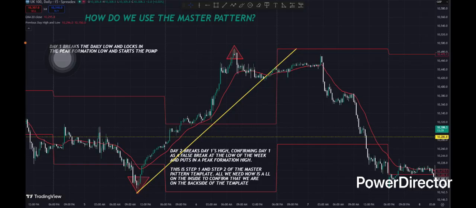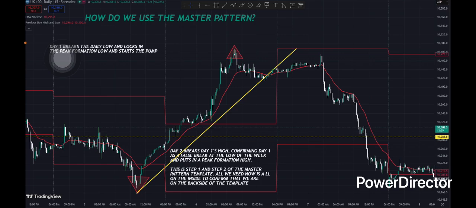Now, something that is very important when you're trying to understand how to apply the master pattern is that you have to understand what we're doing. I've explained this before in a previous video covering the same subject. But the master pattern is not telling you when to enter the market or how to enter the market. It's not about your entries. It's about the structure of the market, the direction of the market. If you can identify where you're at inside of this template, that's going to help you decide your direction, and that will also tell you if you're looking for a dump and pump or pump and dump.